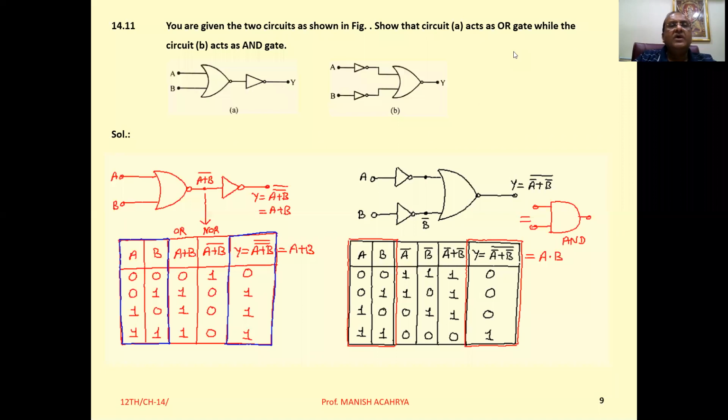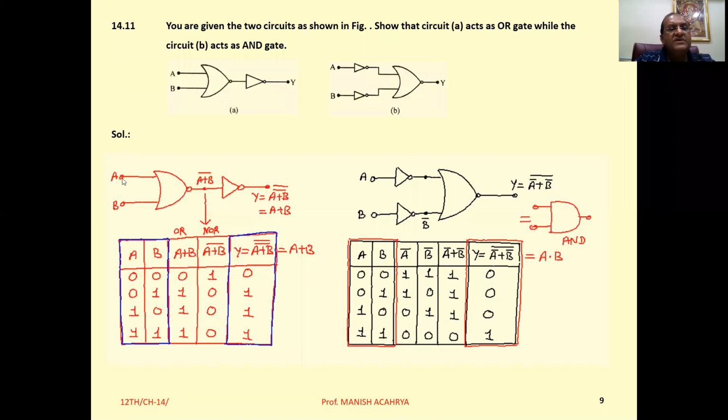14.11. You are given two circuits as shown in the figure. So that circuit A acts as OR gate while the circuit B acts as AND gate. Now see, take circuit 1. So in that first is NOR gate, then output of NOR gate, that is the input of NOT gate. And finally you are getting the output of your circuit. Now see here, actually NOR gate is made by OR plus NOT.